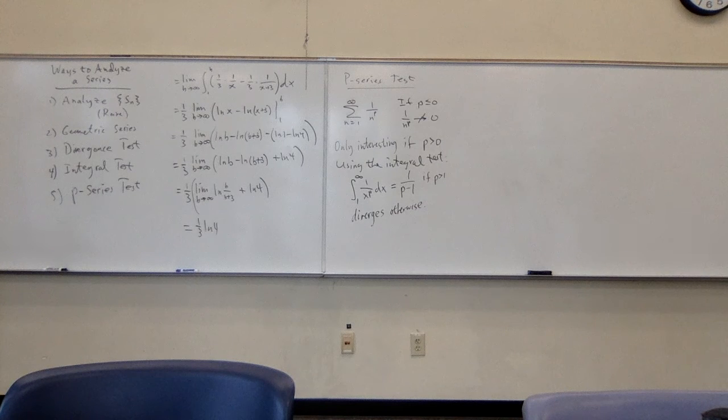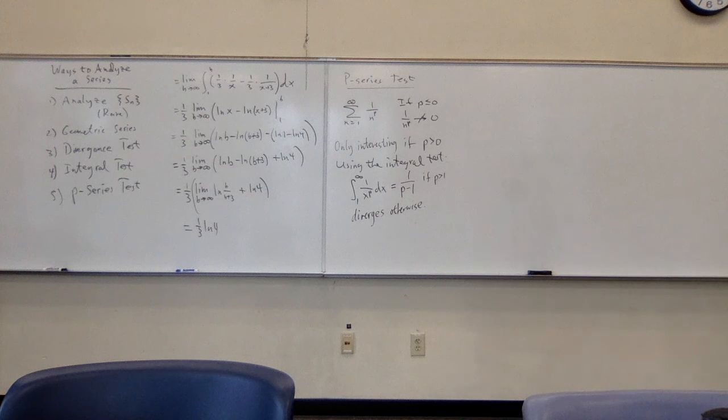Write 1 over x to the p as x to the minus p. And then to get an antiderivative, you raise the power, divide by the new power. And the question is, does the new power become positive? When you add 1 to it, does it turn from negative? If it does, it diverges. And if p is between 0 and 1, it's in the denominator, so the power is going to be between 0 and minus 1. When you add 1 to it, does it become positive? No. So this is different from Sn.